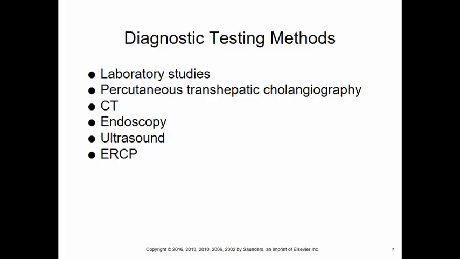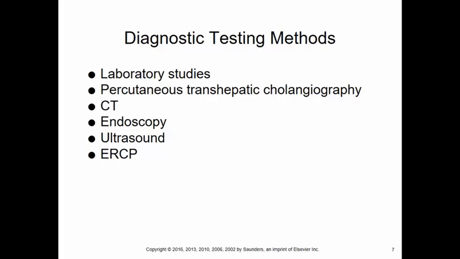CT is a non-invasive cross-sectional x-ray, and with a CT we can detect tissue densities and abnormalities in the abdomen, including the liver, pancreas, spleen, and biliary tract. MRIs also might be indicated if a provider wants to get a closer look as well.